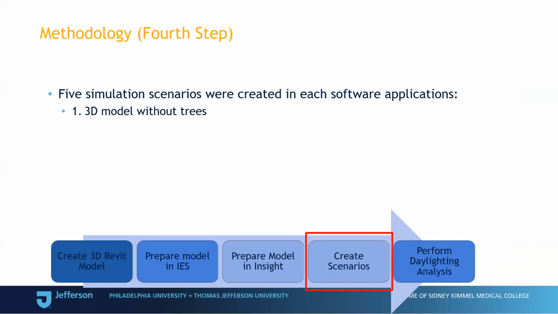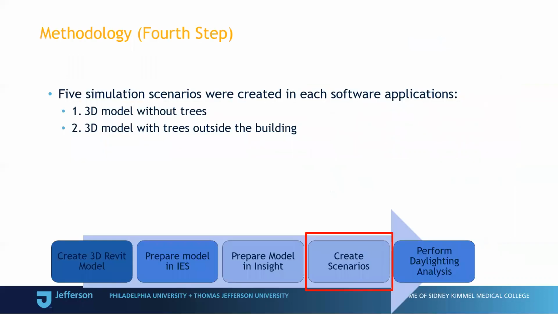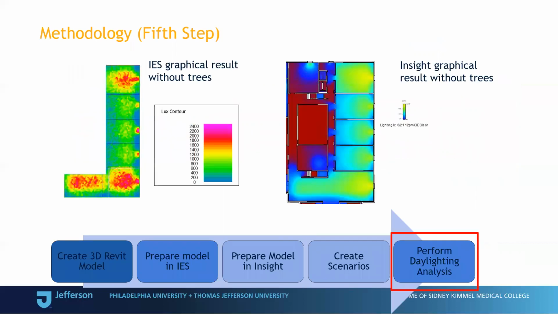First is the 3D model without trees. Second is the 3D model with the trees outside the buildings. This image shows the location of trees in both software. Third is the 3D model with extra use of curtains on windows located on the south side. The fourth is the model with furniture. And lastly, the model without furniture.